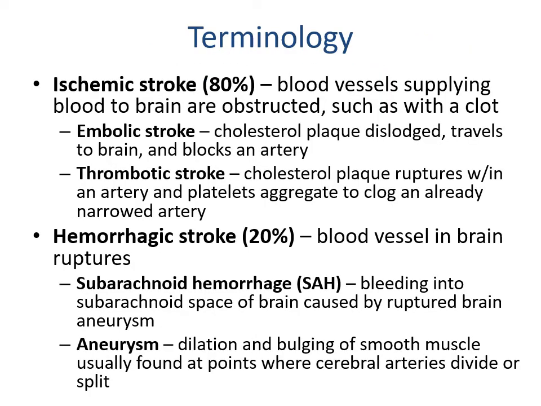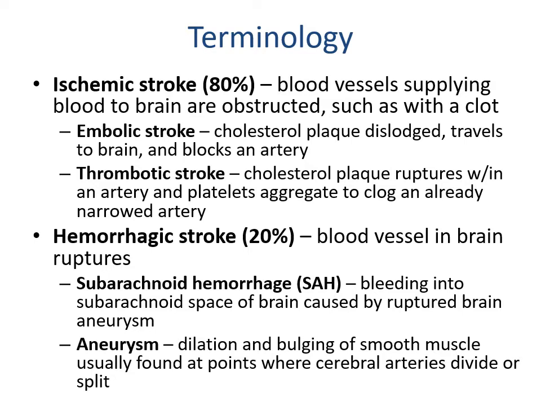Let's take a look at the different types of strokes. We did say that we're looking at an interruption or a blockage of blood flow to the brain, but there are different reasons for that. We have ischemic strokes, which account for 80% of strokes. Here, blood vessels supplying blood to the brain are obstructed. We have different subcategories within ischemic strokes. We have embolic strokes, where a cholesterol plaque becomes dislodged, travels to the brain, and blocks an artery, or a thrombotic stroke, where a cholesterol plaque ruptures within an artery and platelets aggregate to clog an already narrowed artery.